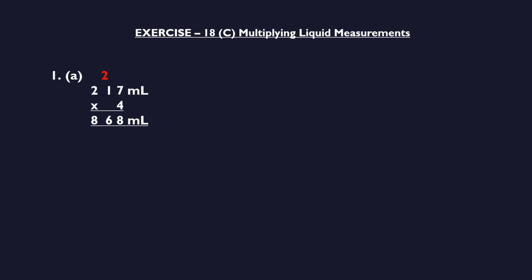Now 4 sevens are, start from the one side, 4 sevens are 28. Write 8 in the answer part and 2 on the tens part as a carry. Now 4 ones are 4 and add carry 2, it will be 6. And 4 twos are 8. So the total answer is 868 milliliters.